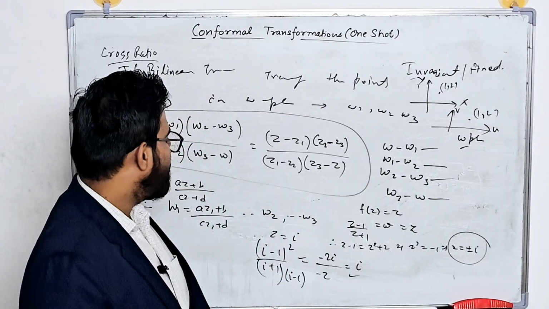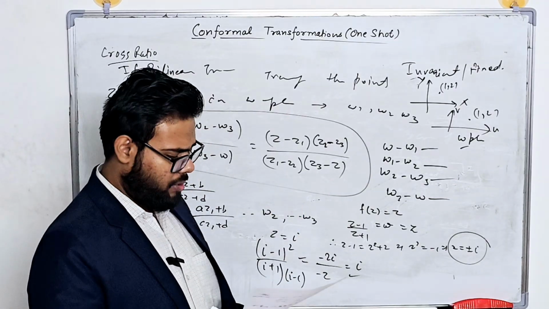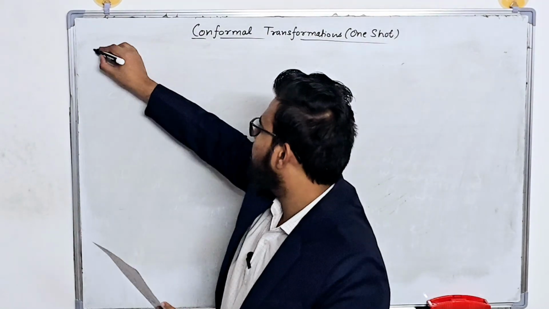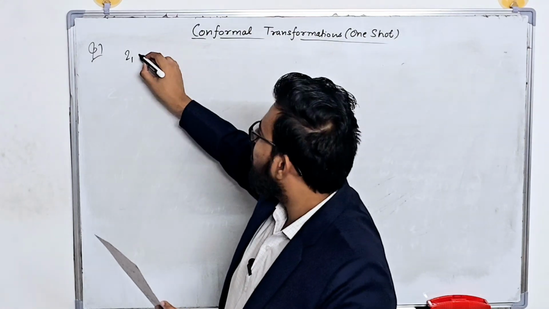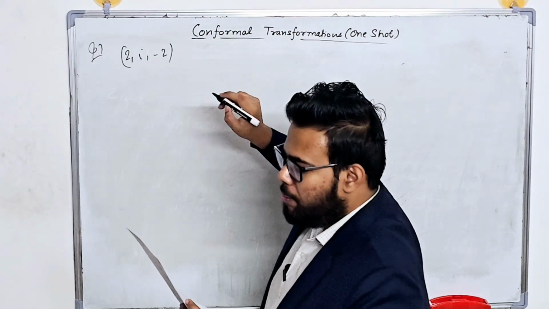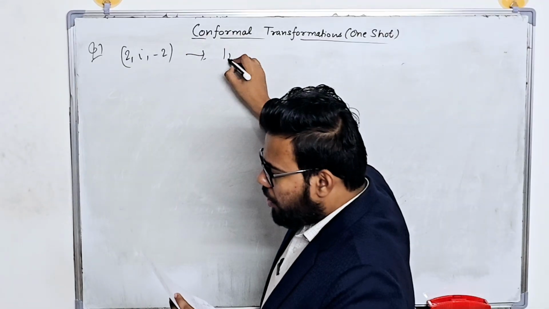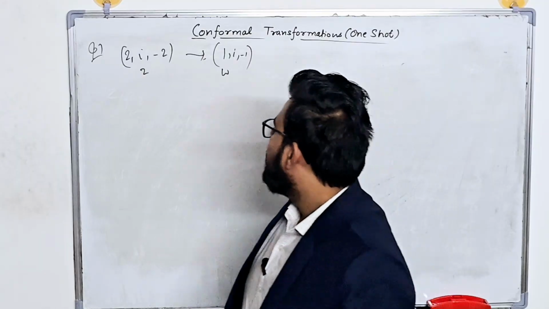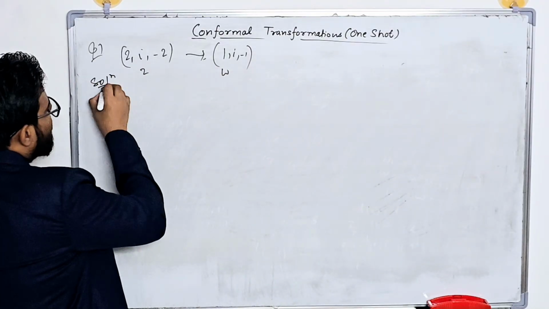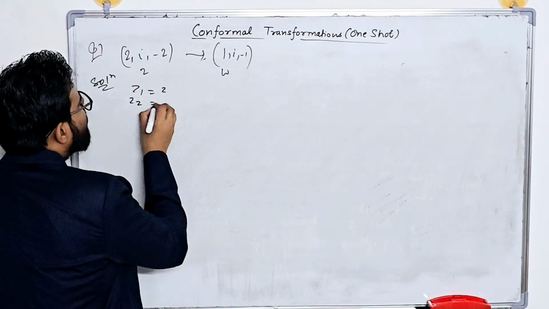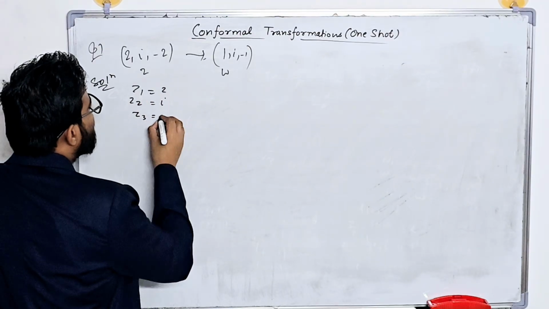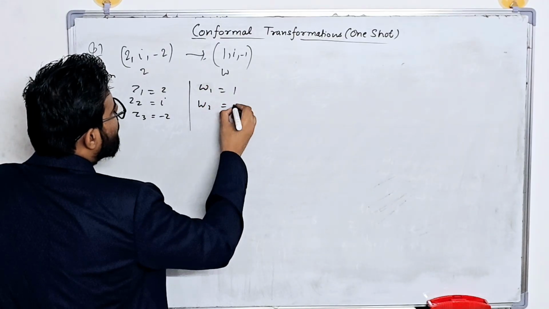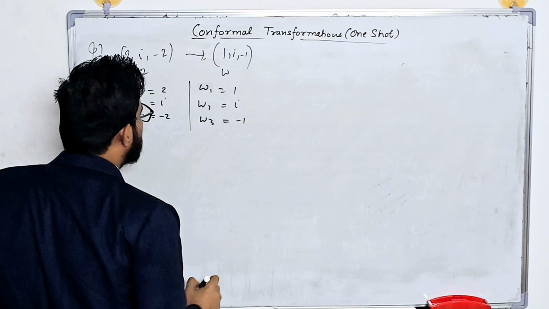Understood? Okay. So now let's move to questions, I guess. Let's do a question now. Find the bilinear transformation which maps the points 2, i, -2 in the z plane to the points 1, i, -1 in the w plane. Okay, so this is the z plane, this is the w plane. So we have z1 is equal to 2, z2 is equal to i, and z3 is equal to -2, and we have z, and we have w1 is equal to 1, w2 is equal to i, and w3 is equal to -1, right?